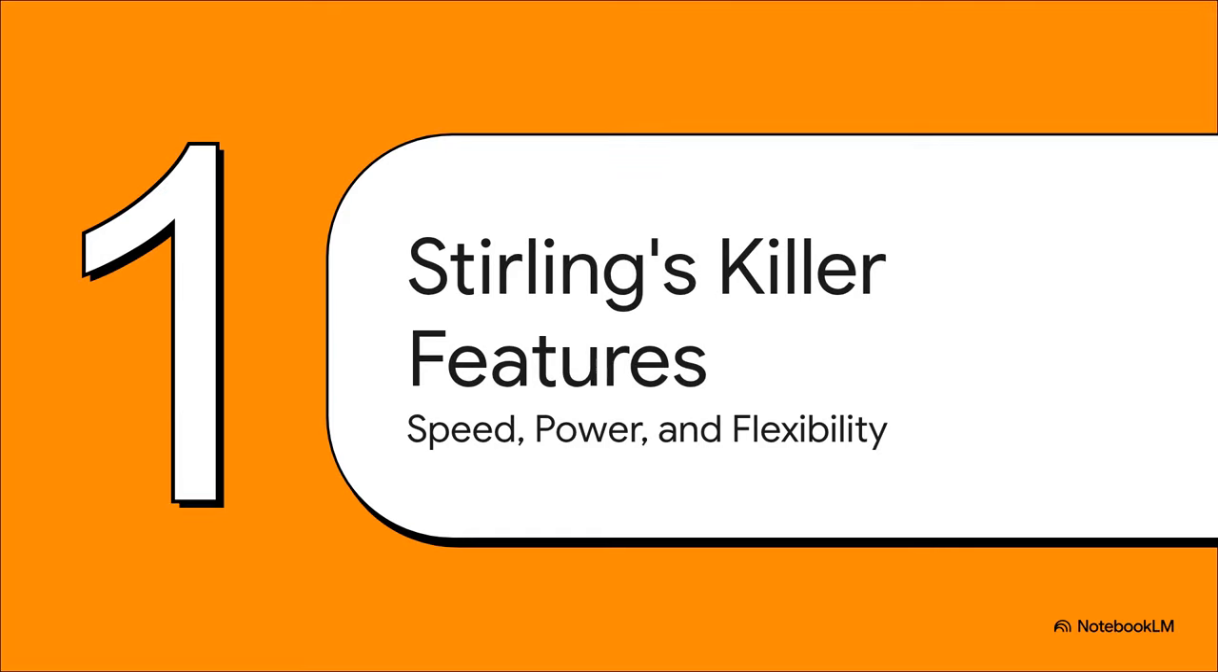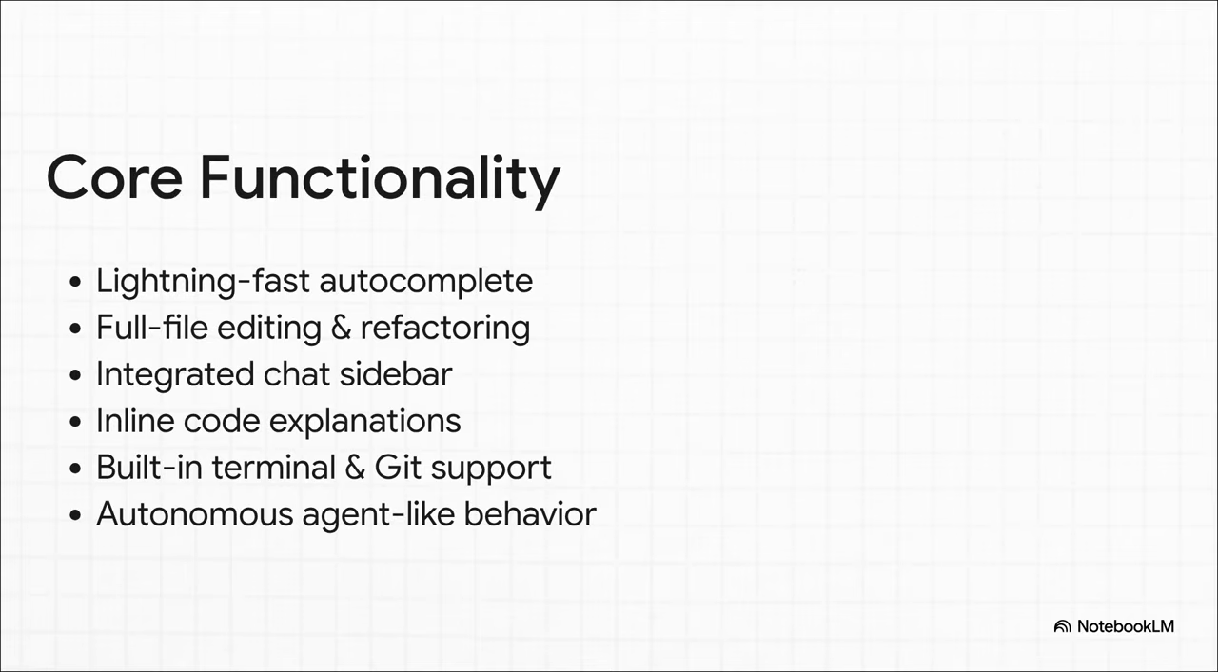Okay, so what does this local first thing actually mean for your day-to-day coding? Let's break down the killer features that make Stirling a real powerhouse. First off, don't think of this as just some basic text editor. No way. This is a full-blown IDE. You get autocomplete that is so fast it feels practically instant. You can edit and refactor entire files, not just little snippets. It's got a chat sidebar built right in, you can get inline explanations for confusing code, and yep, it's even got a terminal and Git support baked in. It can even act like an autonomous agent to handle bigger, more complex tasks for you.